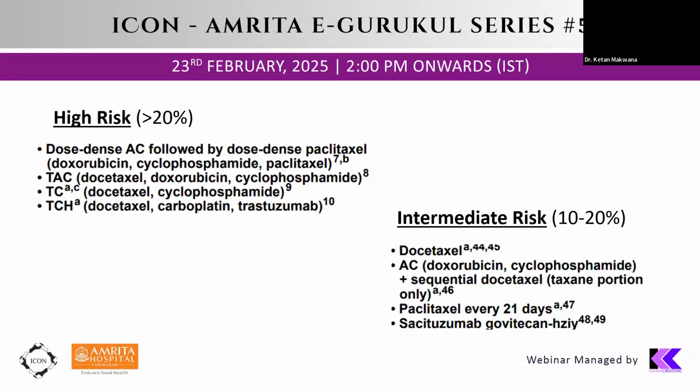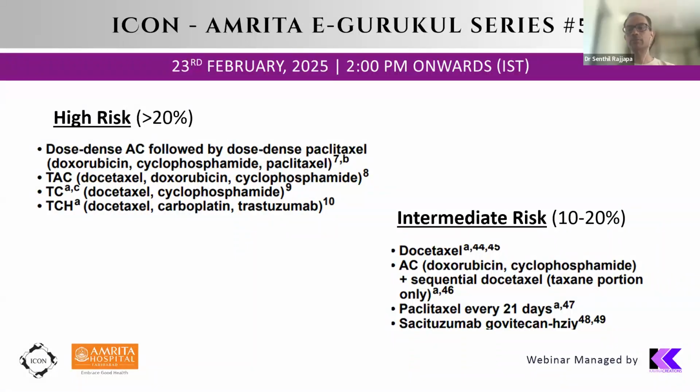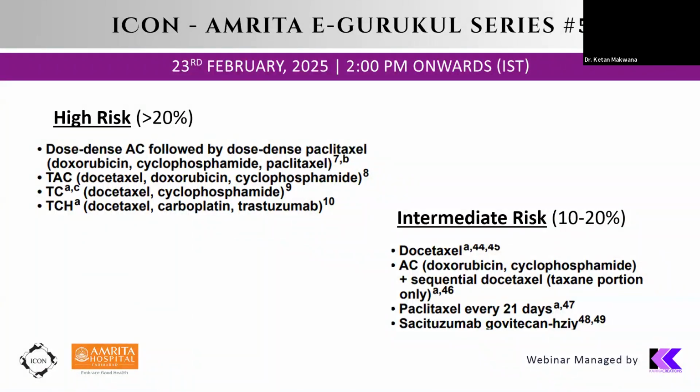For the growth factor, whether we have to use it prophylactically or not. So what is the indication to do prophylactic growth factors? Sir, when the probability of developing febrile neutropenia risk is more than 20%, that is when prophylactic GCSF should be used. And if the patient already had an episode of neutropenia in the previous cycle.